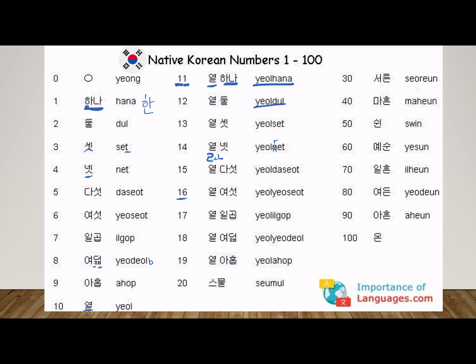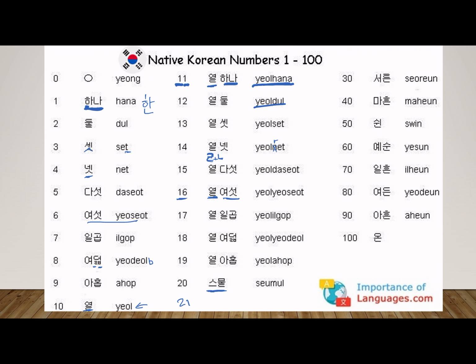So we're at 16 now. 16 is yeol, which is 10, and then yeoseot, which is 6. So 10 plus 6 is yeolyeoseot, yeolilgop, yeolyeodeol, yeolahop, and then you get into 20, which is seumul. And then the system starts over. To say 21, you'd say seumulhana, and then seumuldul, seumulset, and so on.